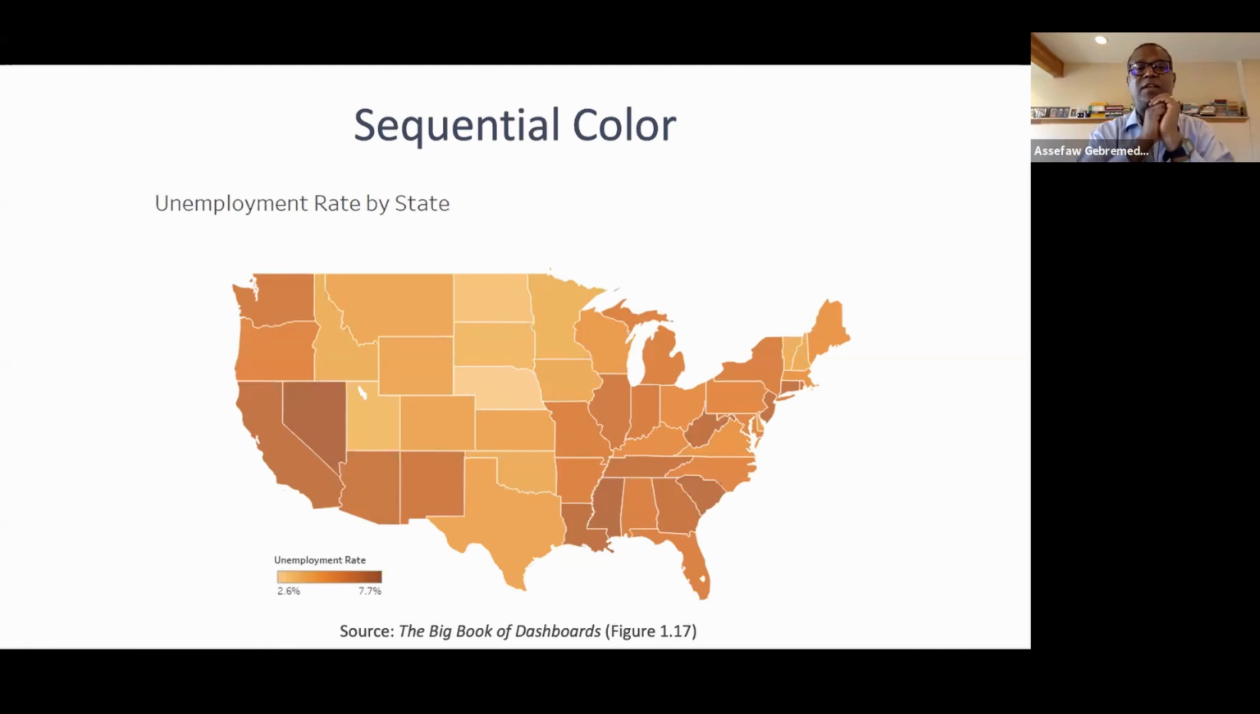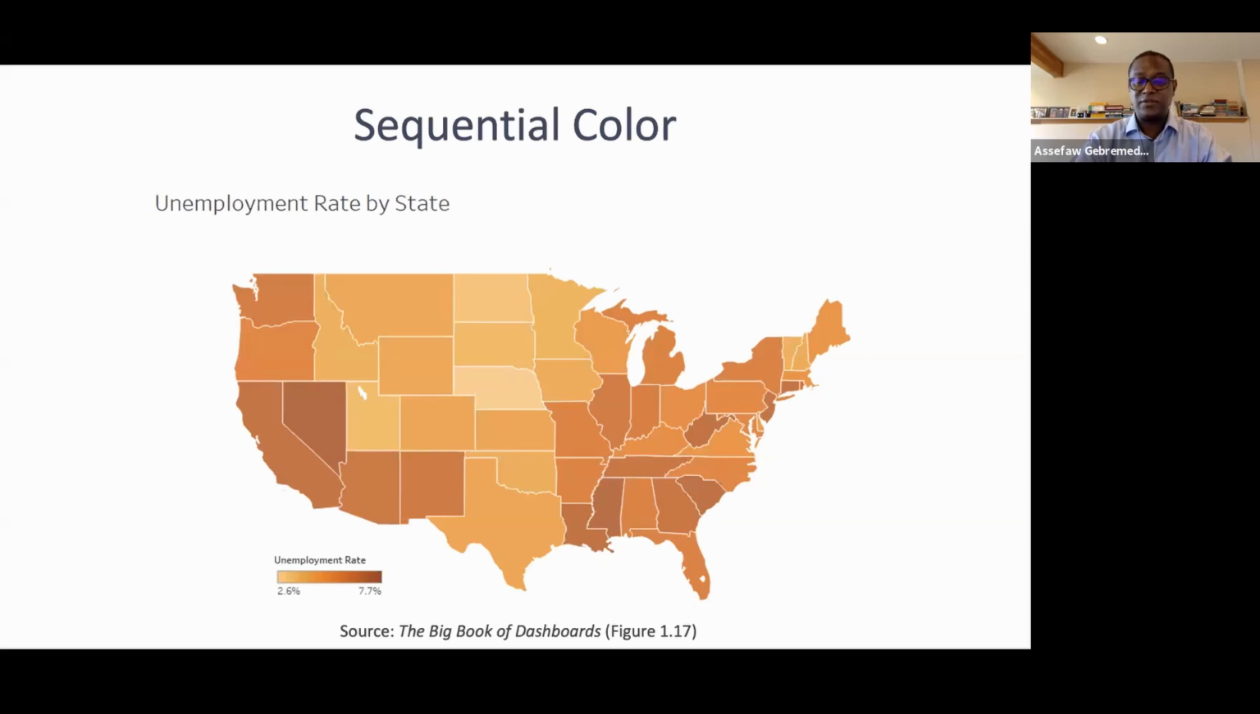In this particular case, it's an employment rate, and this is all actual data. Every time you see a slide with something written at the bottom, source: The Big Book of Dashboards, that's the book I showed you here. And they have, promote, of course. And so this is figure 117 in there, unemployment rate. And you can see a clear trend of where things are high and where things are low.